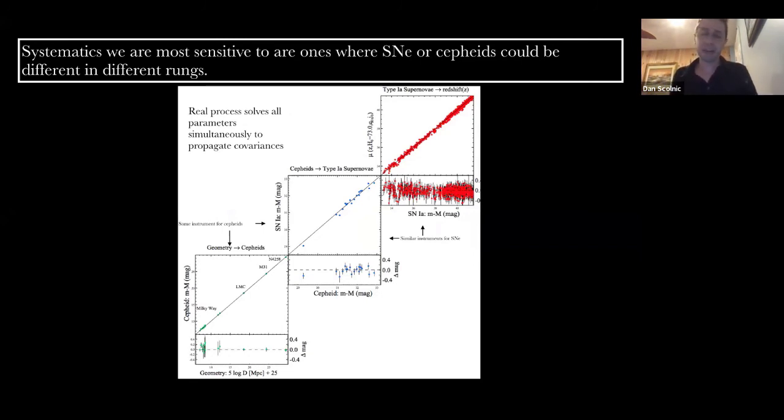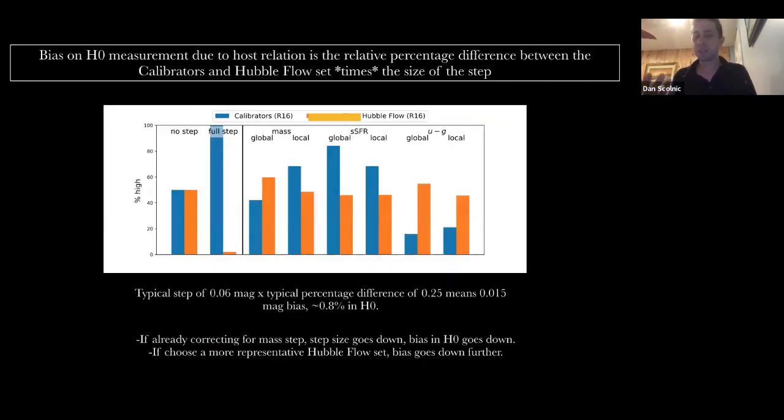The systematics we're worried about are anything that could affect supernovae in your second rung differently from supernovae in your third rung. One of those could be that the host galaxies are different in your calibrator set, your second rung, compared to your third rung. This has been an exciting possibility to explain part of the H naught tension.